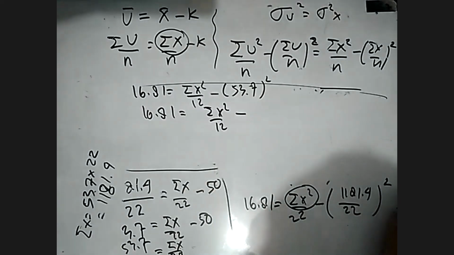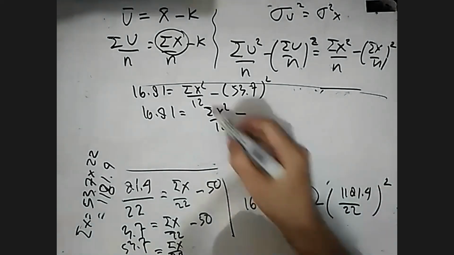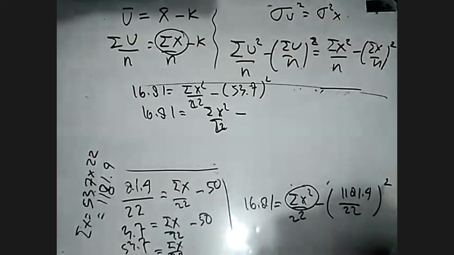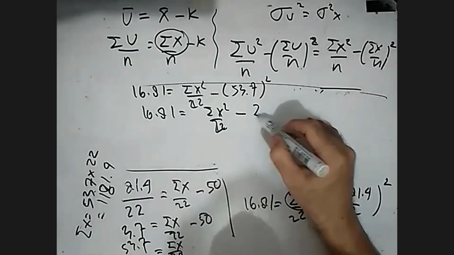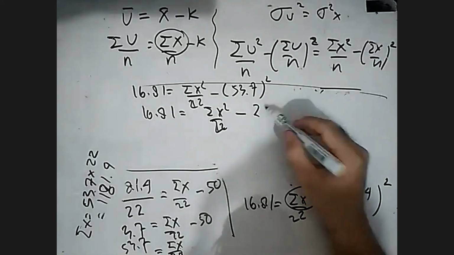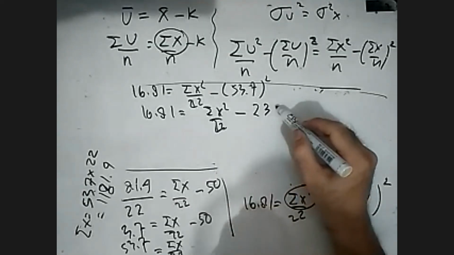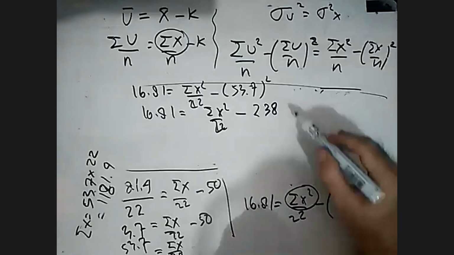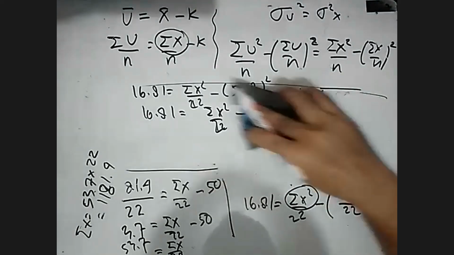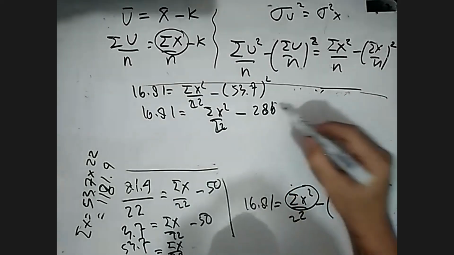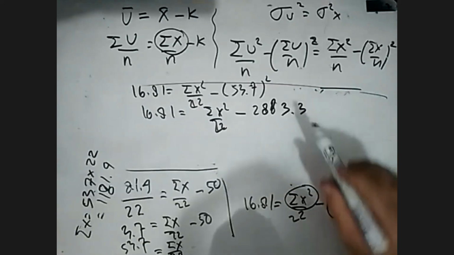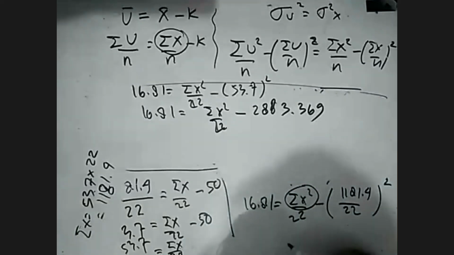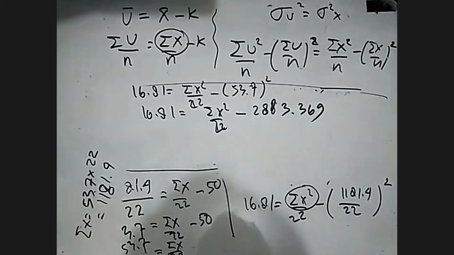Sir, I think it should be 22. Oh yeah, 22, sorry. I still get carried away with the previous question. What is 53.7 squared? 2883.69. Can you spell one by one? 2883.69.